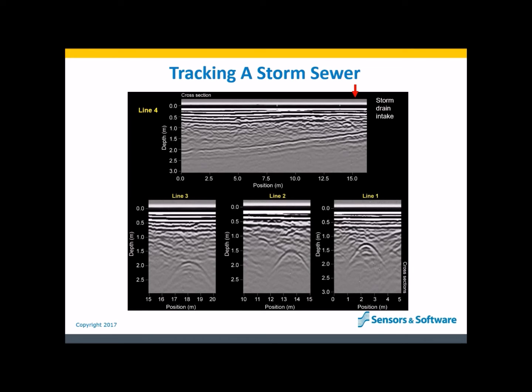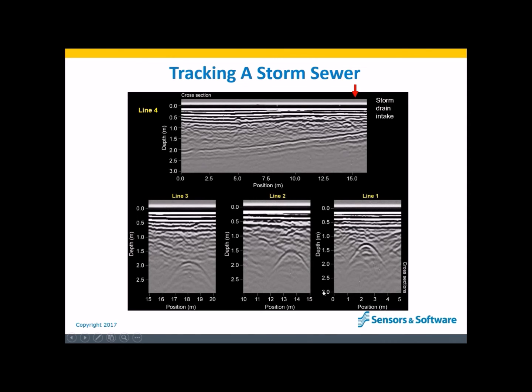Number 2, the hyperbolas are slightly different shapes. Notice that the shallower hyperbola is pointier, and the deeper ones are more and more rounded. This is a geometric effect. Shallow hyperbolas are pointier and more like an inverted V. As the object gets deeper, the top of the hyperbola gets rounder, more like an inverted U.